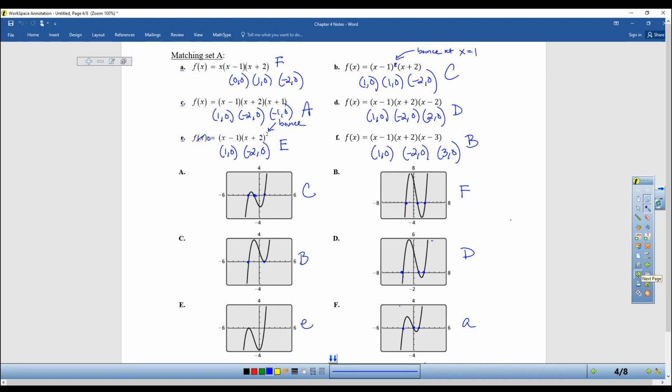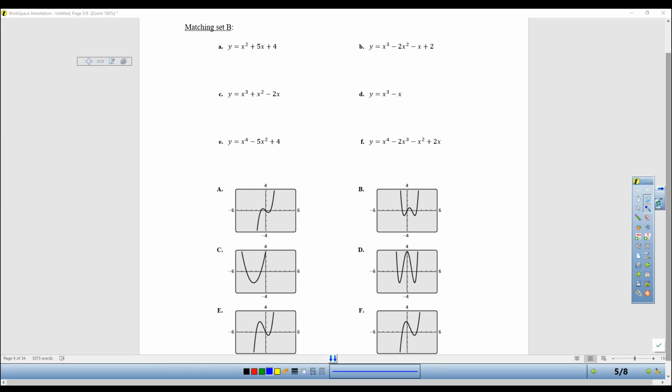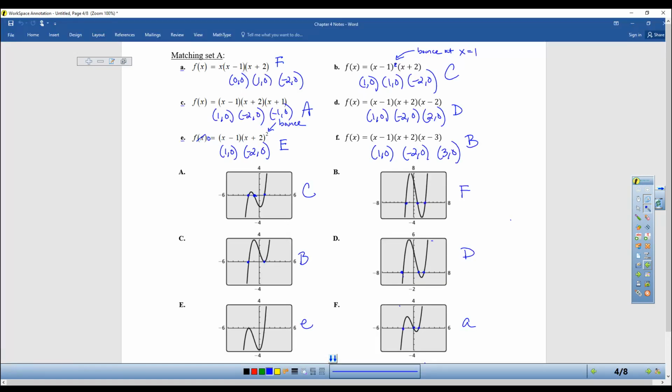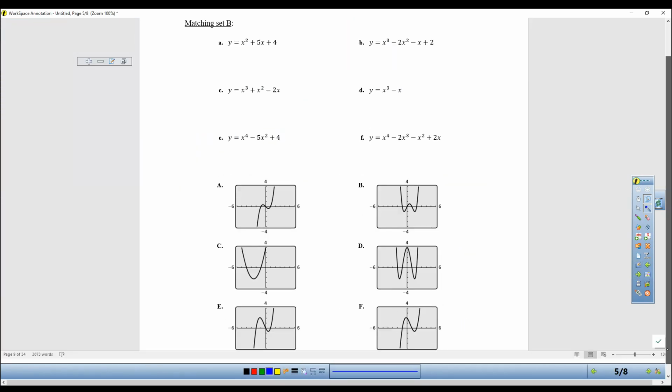Okay, so I would love for you to try a set of these on your own. Pause the video, see if you can figure it out. The difference is that you have to do the factoring yourself. These were already factored. That's what makes this step a little bit harder. So go ahead and factor and then see if you can match it to the correct graph. Of course, I will do it for you.